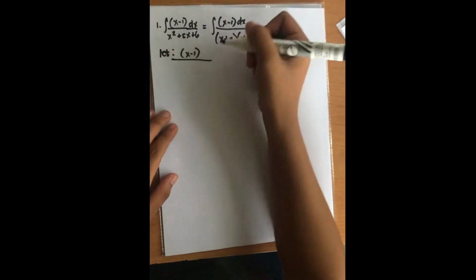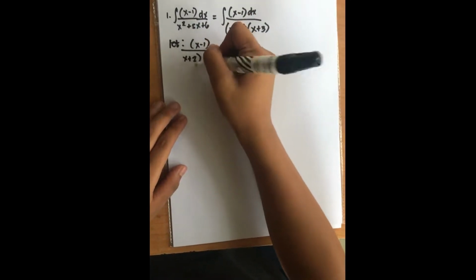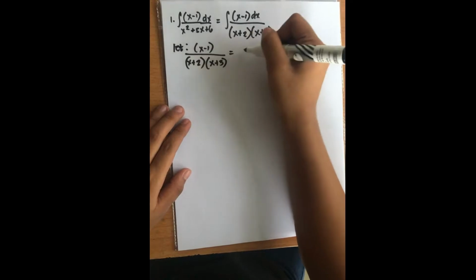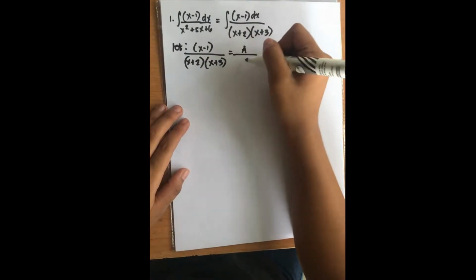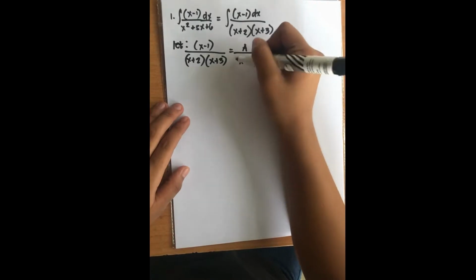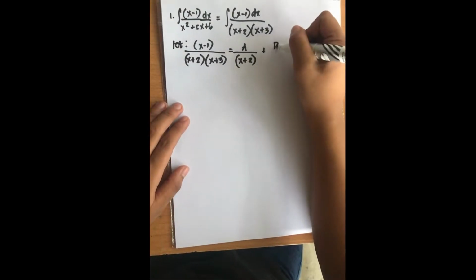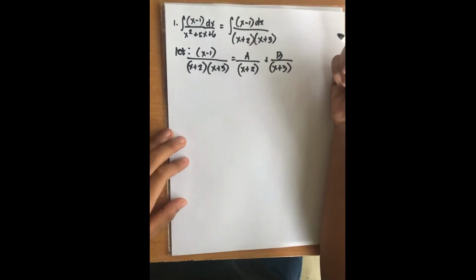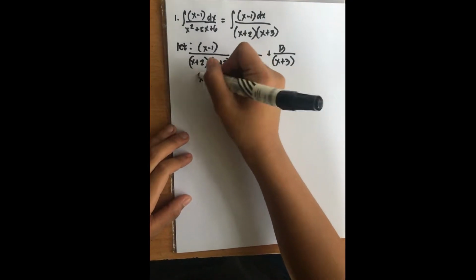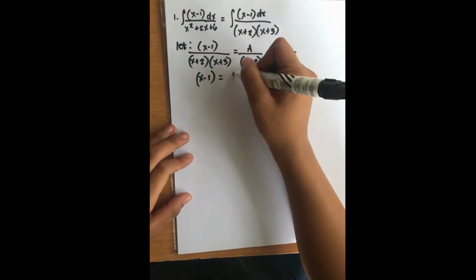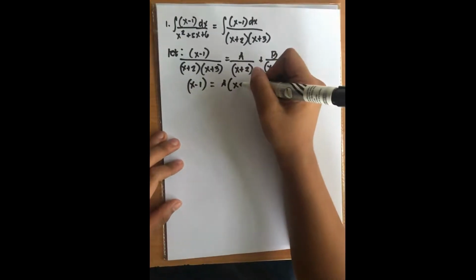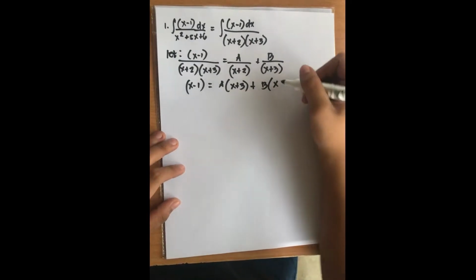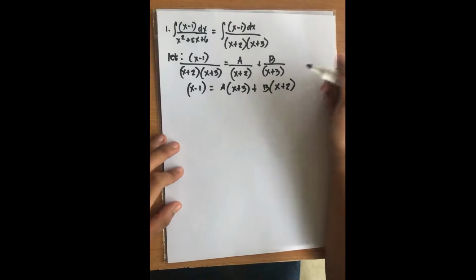Let x minus 1 over x plus 2 times quantity x plus 3 equal the formula for linear factor, which is a over x plus 2 plus b over x plus 3. Multiply both sides, so we have x minus 1 equals a times quantity x plus 3 plus b times quantity x plus 2.